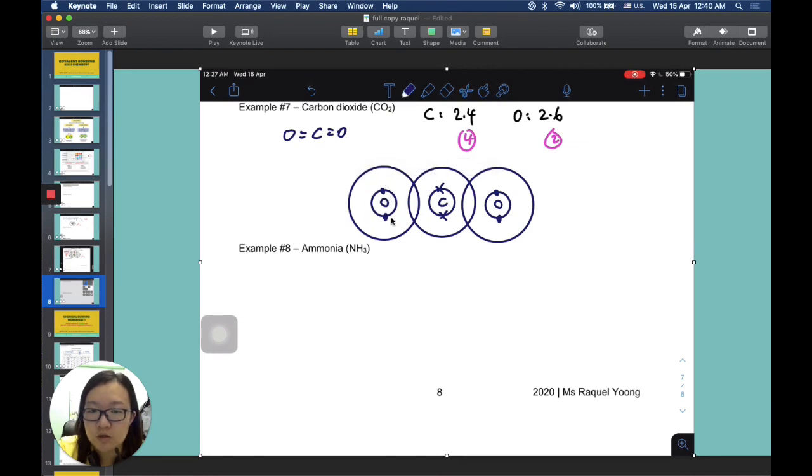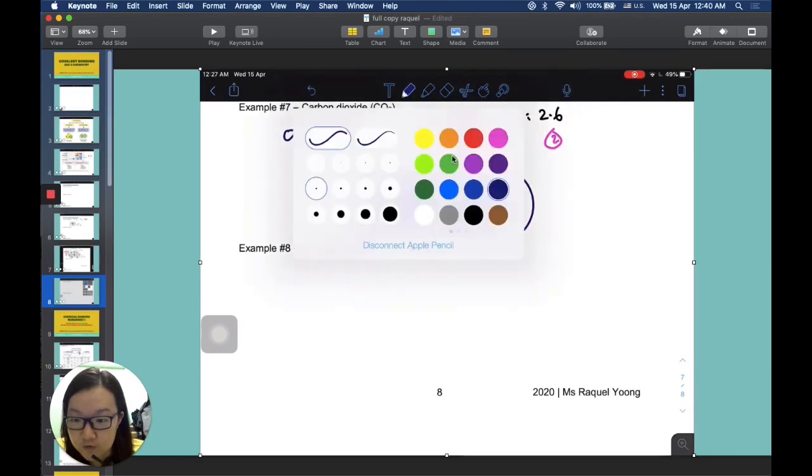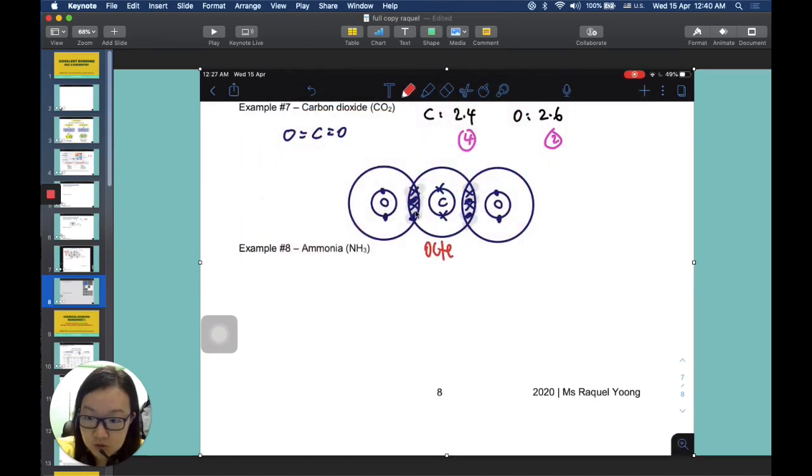So again, oxygen needs to share 2, so it will put in 2 dots. Likewise for the other oxygen, 2 dots. Whereas for carbon, because it needs to share 4, you notice over here the cross symbol, which represents the electron for carbon, there's 4 over here. So 1, 2 on the left, and then 3, 4 on the right.